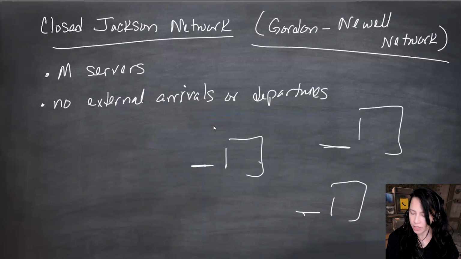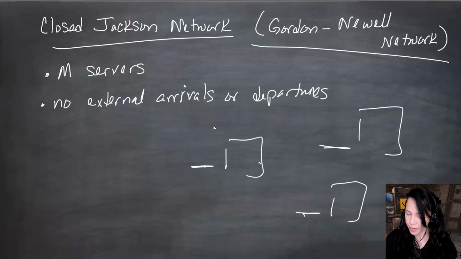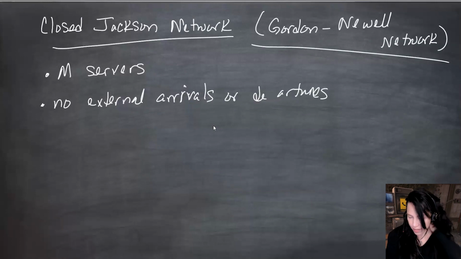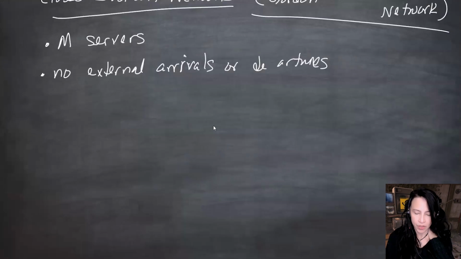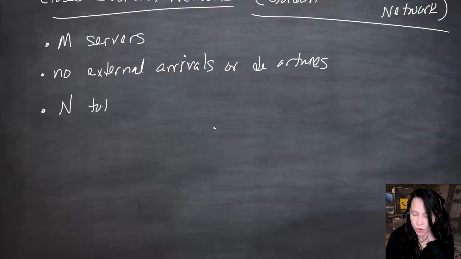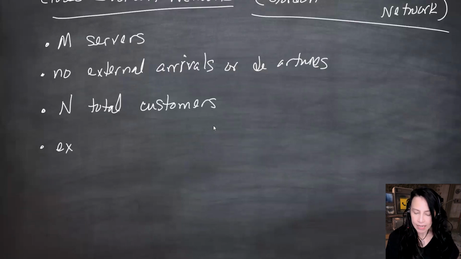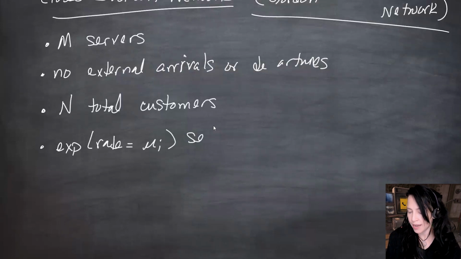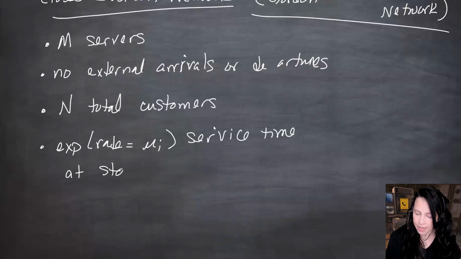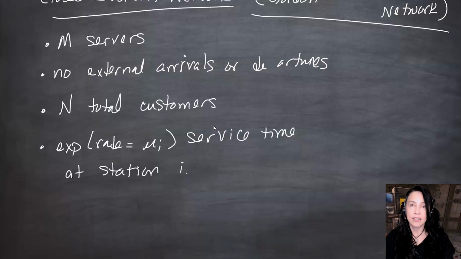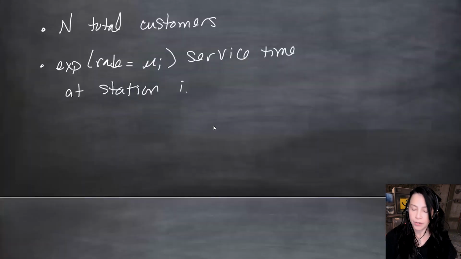And something I use this for is chemical reaction networks. And I'll give you an example of that rather than talk about that right now. So M servers, and you're going to have a total number of customers, or pallets in that example. So capital N total customers stays constant in this system. You're going to have an exponential rate mu i service time at station i, or server i.